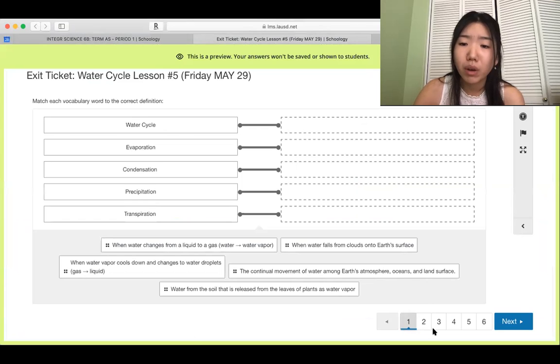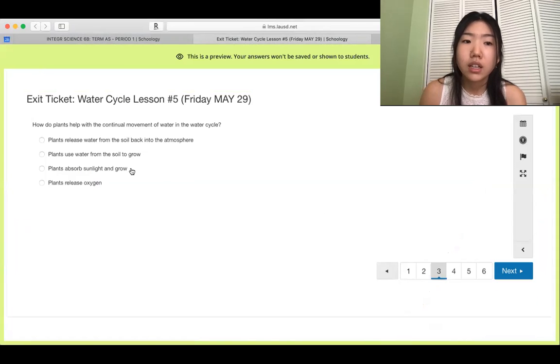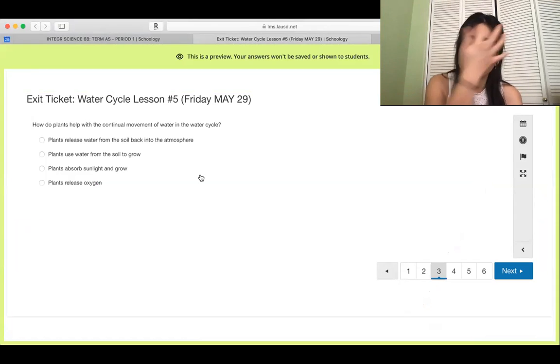Most of you did really well on this. It was just question number 3 that we needed help on. Question number 3 says, how do plants help with the continual movement of water in the water cycle? So how do plants help with the water moving around on our earth?